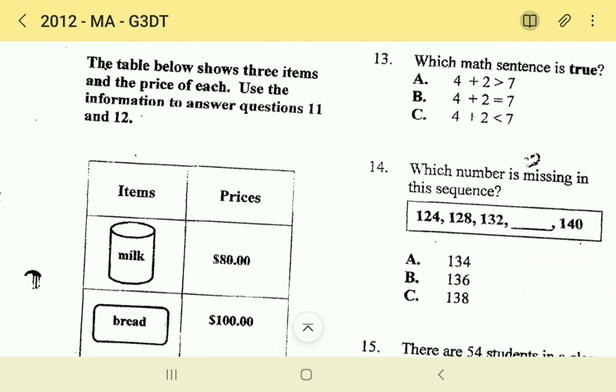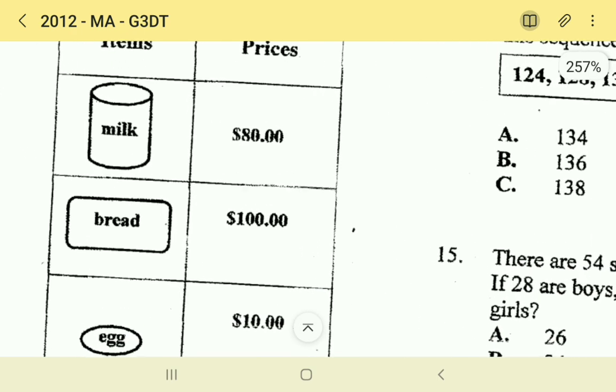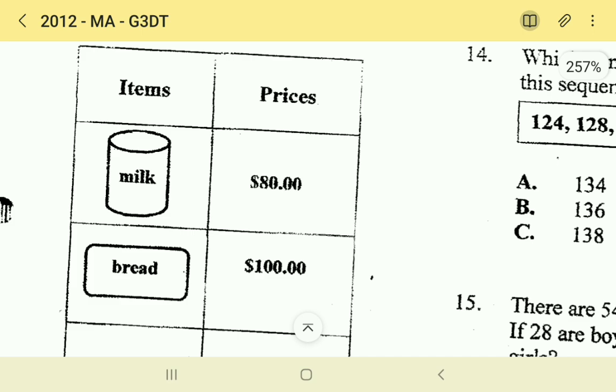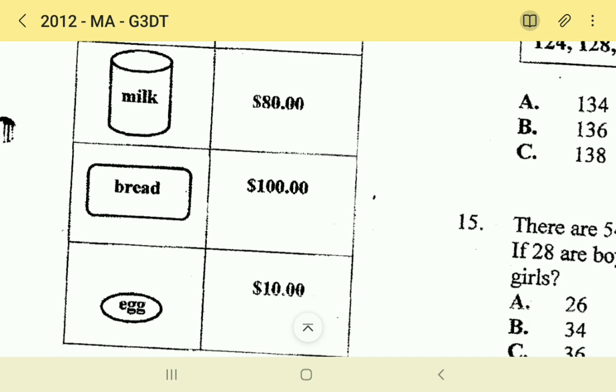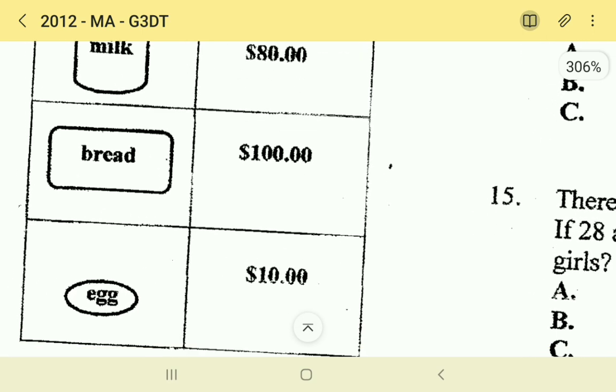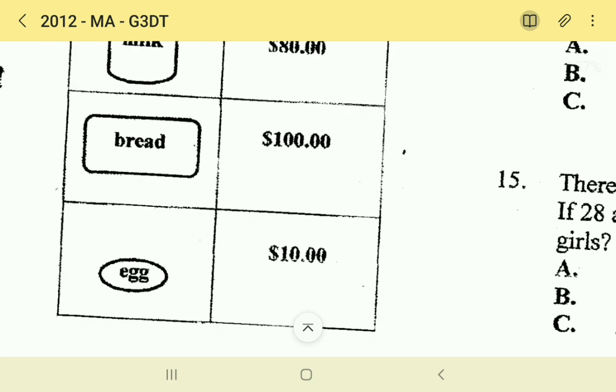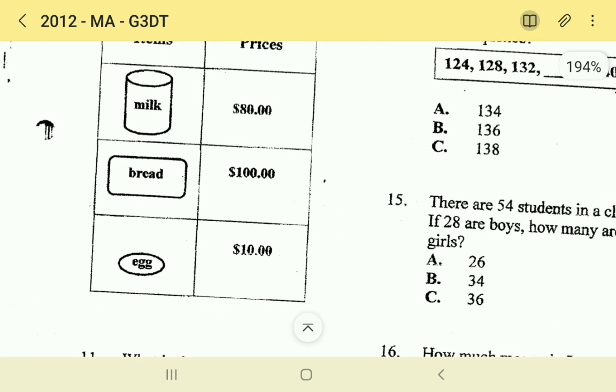And here it says the table below shows 3 items and the price of each. Use this information to answer items or questions 11 and 12. So we have milk for $80. Who loves milk? I do. We have bread for $100. Do you love bread? And egg for $10. I know most of you love eggs.